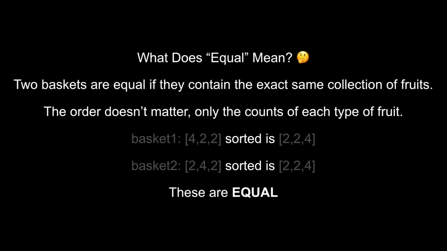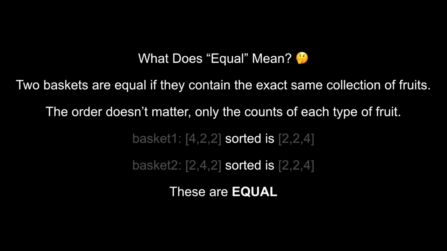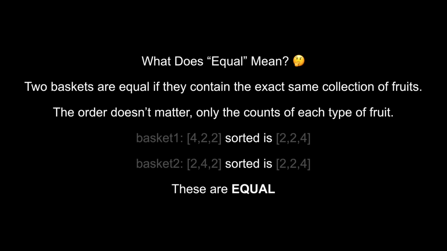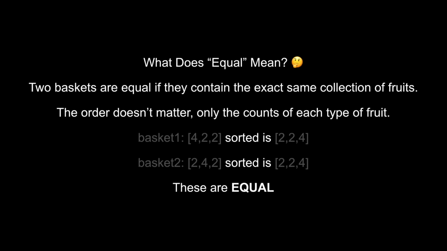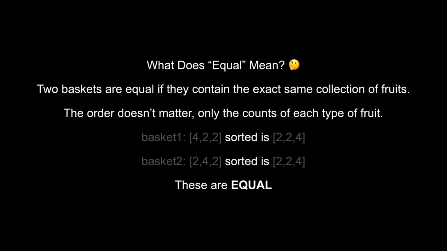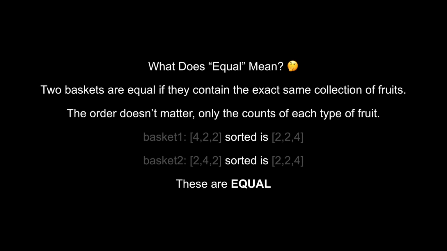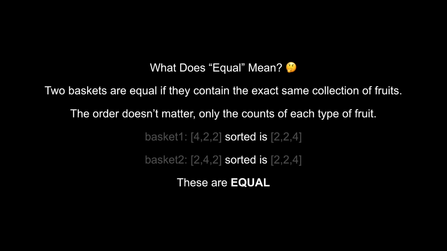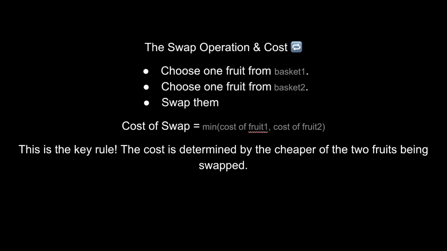So what does it mean for two baskets to be equal? It doesn't mean the lists have to be identical in their current order. It means that if you were to sort both baskets, they would become exactly the same. In other words, they need to have the same number of each type of fruit. For example, if one basket has 2 apples and a banana, the other must also end up with 2 apples and a banana.